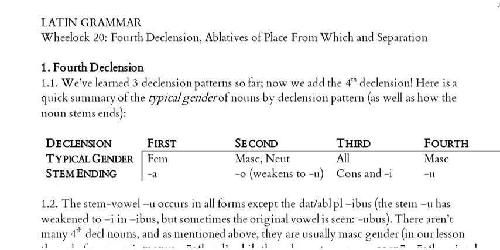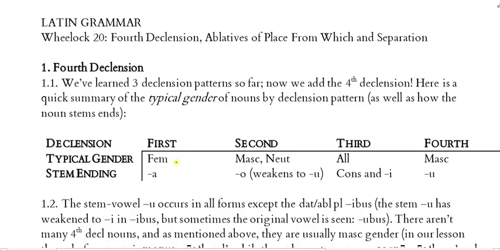Thankfully, it's not as common as the other three, but there are some important nouns that use it. Let me just remind you with a chart here, with a quick summary of the sorts of declension patterns that we've seen, and we're going to add the fourth to this chart. And I want to remind you of the typical gender that you find with these declension patterns. The typical gender doesn't mean that there aren't some that don't follow this, but this is typical. And then also I want to remind you what the noun stem or noun base ending is when those case endings are added. So we'll begin with first declension.